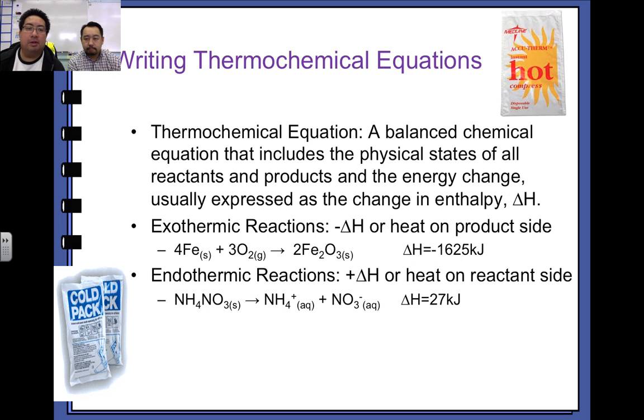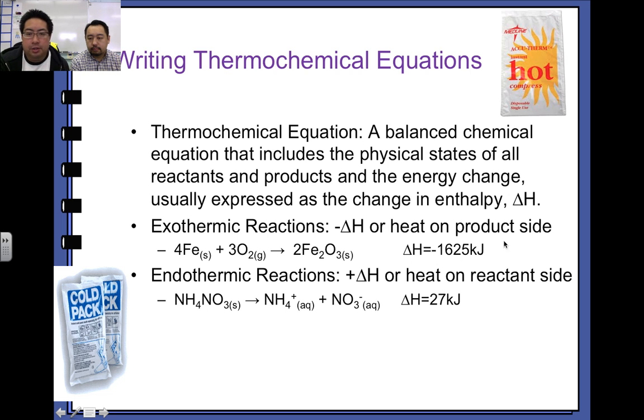So writing thermochemical equations, this is basically a balanced equation that also includes energy changes as expressed in enthalpy changes, known as delta H's. So you'll know that a reaction is exothermic or endothermic by the delta H value. If the delta H value is negative, as is shown below, then you'll know that it's exothermic because energy is being released from the system. Whereas it's endothermic if the delta H value is positive because energy is going into the system, so it gains energy.